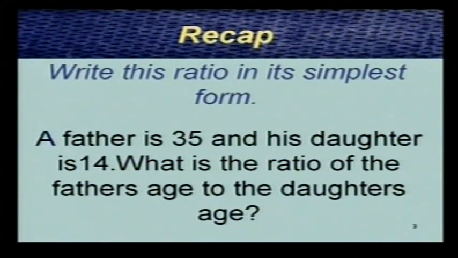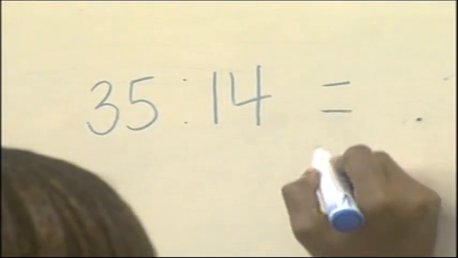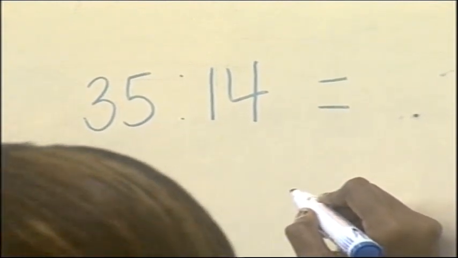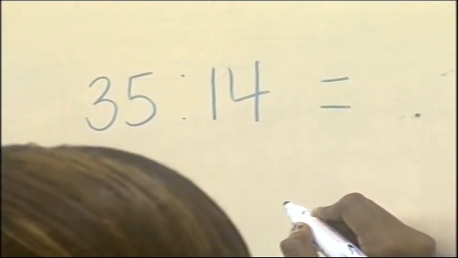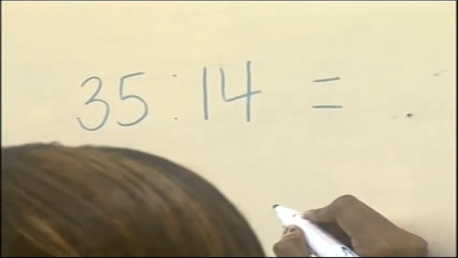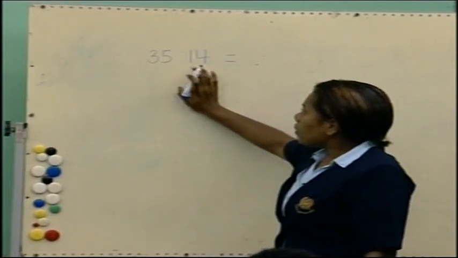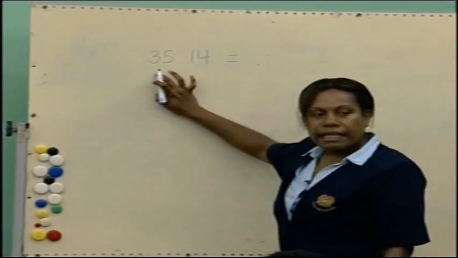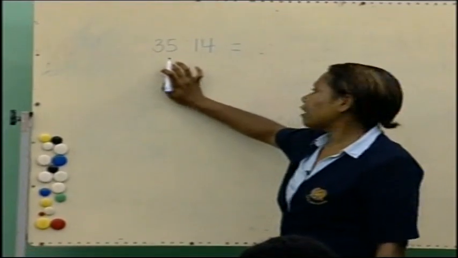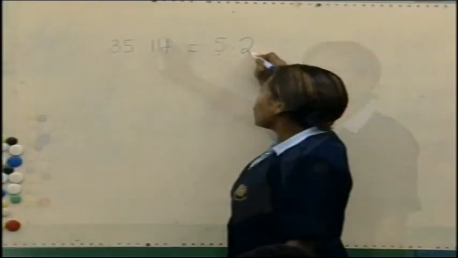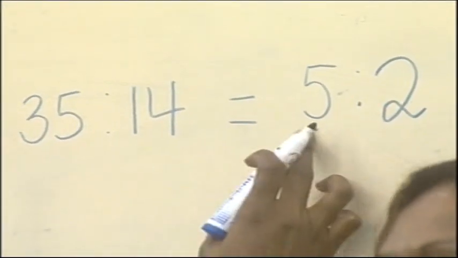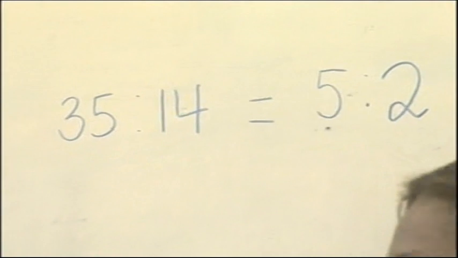Now what are we going to do? All right, we simplify to the lowest. So what will it be? Simplify by 7. Okay, let's try. What number can we divide evenly into 35 and 14? Okay, 7. So in simplest form, 5:2. The father's age to the daughter's age is 5:2.